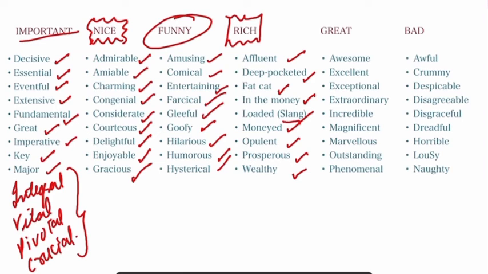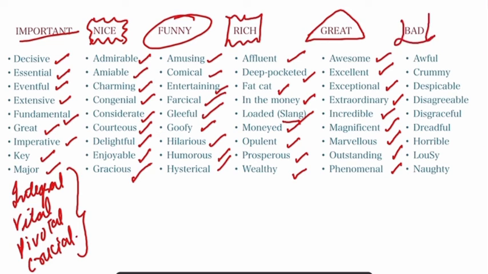The next one that we are going to practice is great. So its paraphrasing is really fun as well. Awesome, excellent, exceptional, extraordinary, incredible, magnificent, marvelous, outstanding, and phenomenal. The last one for today is bad: awful, crummy, despicable, disagreeable, disgraceful, dreadful, horrible, lousy, naughty. So these are all the synonyms of bad.